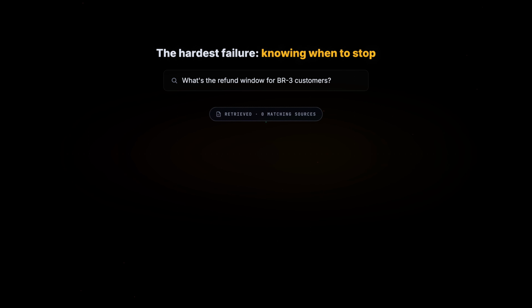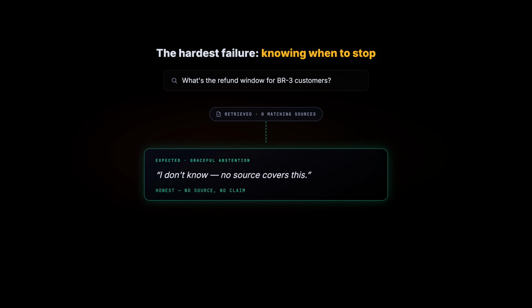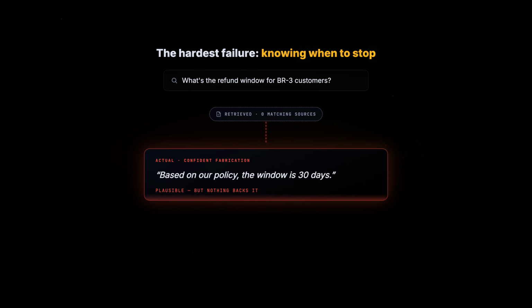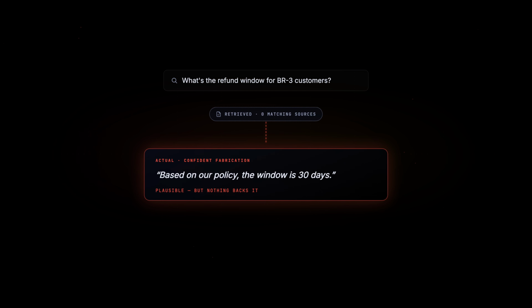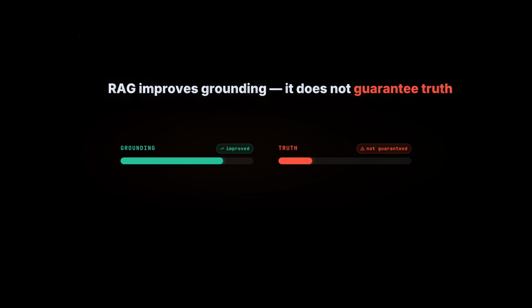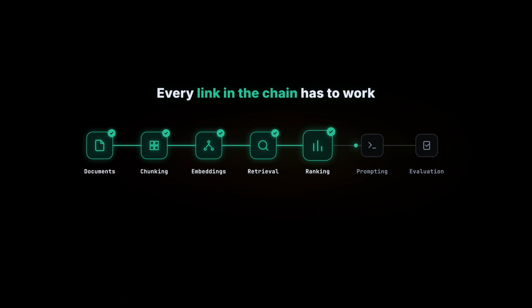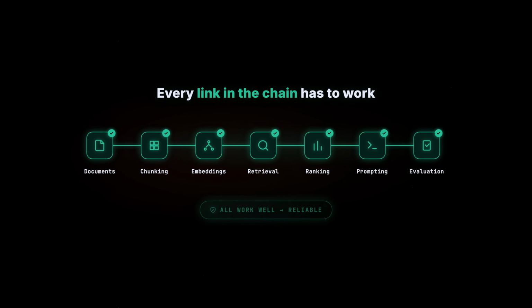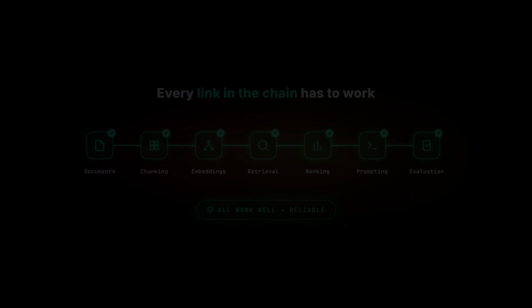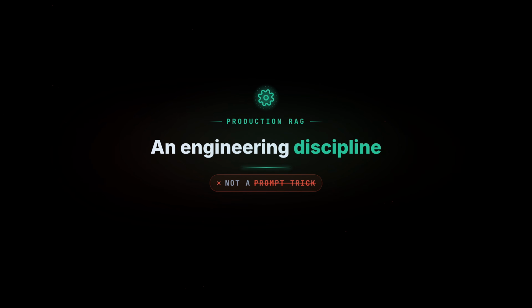And here is the hardest failure mode. When the knowledge base simply does not contain the answer, the system should say, "I don't know." But many RAG systems still struggle with graceful abstention. They generate something plausible instead of admitting uncertainty. The takeaway is this: RAG improves grounding, but it does not guarantee truth. Every link in the chain, documents, chunking, embeddings, retrieval, ranking, prompting, evaluation, has to work well for the system to be reliable. Production RAG is an engineering discipline, not a prompt trick.